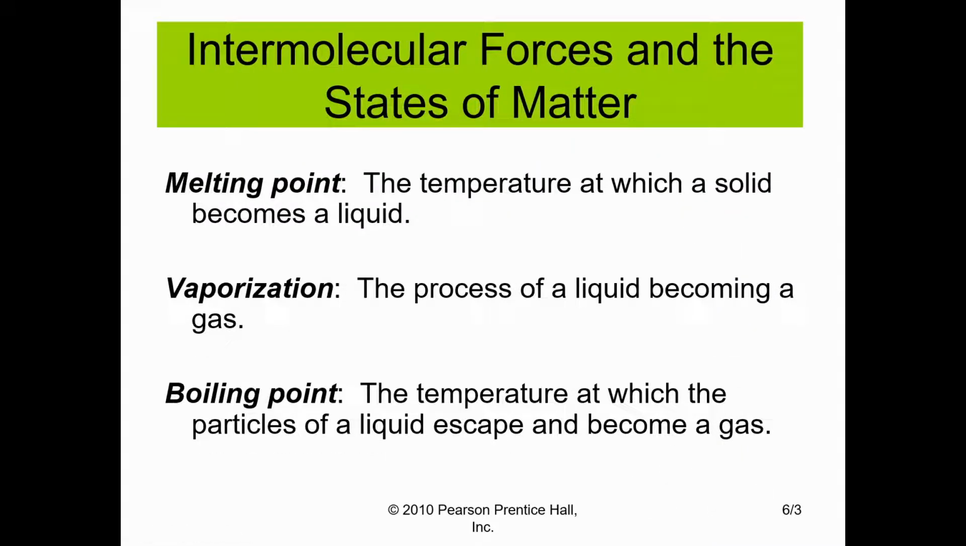Substances can go from one state of matter to another state of matter, and these state changes each have their own unique phrasing. For example, a melting point is the temperature at which a solid transitions to become a liquid. Vaporization is the process from which a liquid becomes a gas, and the boiling point is the temperature at which a particle of a liquid escapes to become a gas. Notice the difference between vaporization and boiling point. The process of a liquid becoming a gas is vaporization, whereas the temperature at which this process occurs is the boiling point.